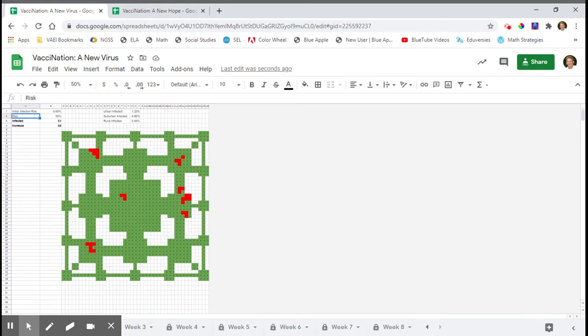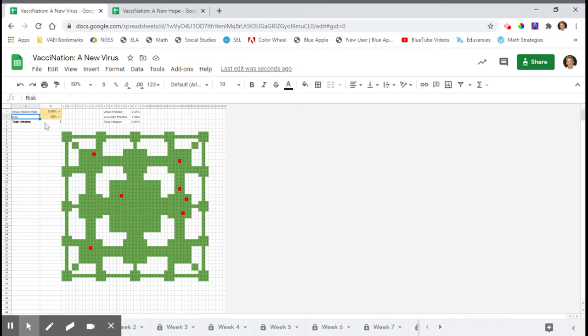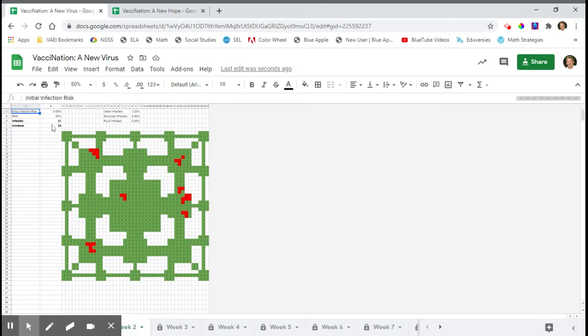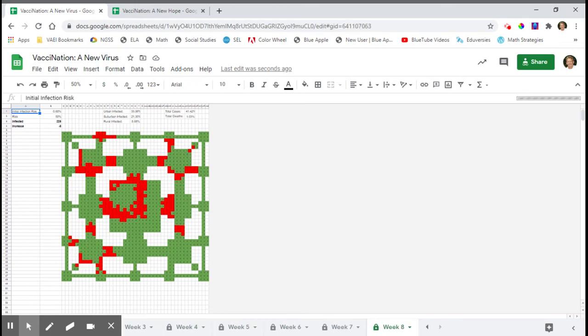You can also examine the numbers. So over here, you'll see the total number infected. And then as you go through, you'll see the total number infected that week and how much it went up. If that's negative, that means it went down. You can also look here to see how many are infected in urban and suburban and rural areas. And at the very end, you can see the total cases and the total deaths.